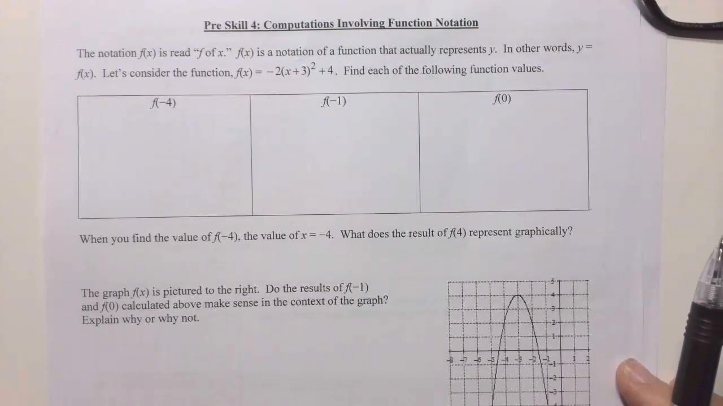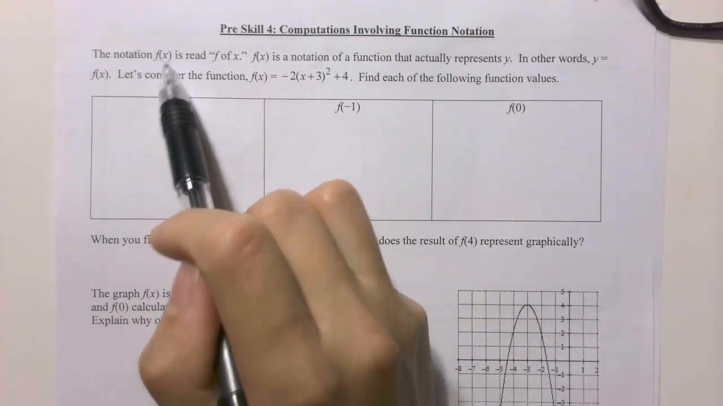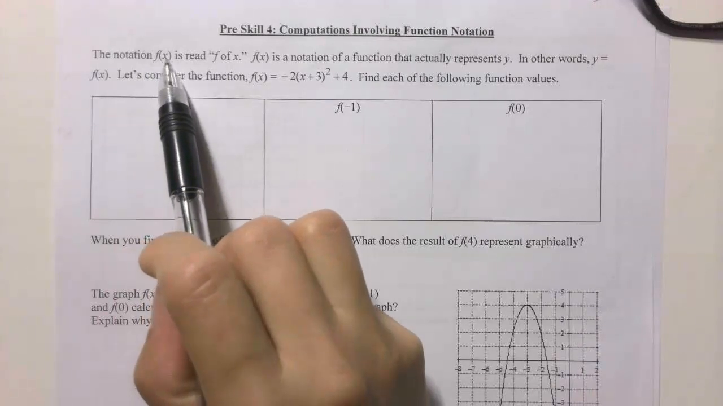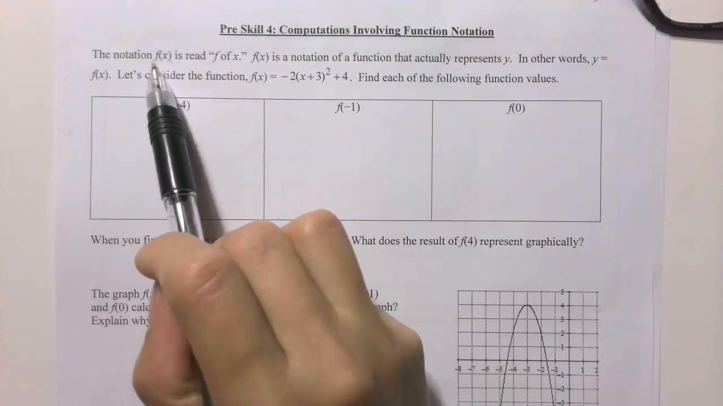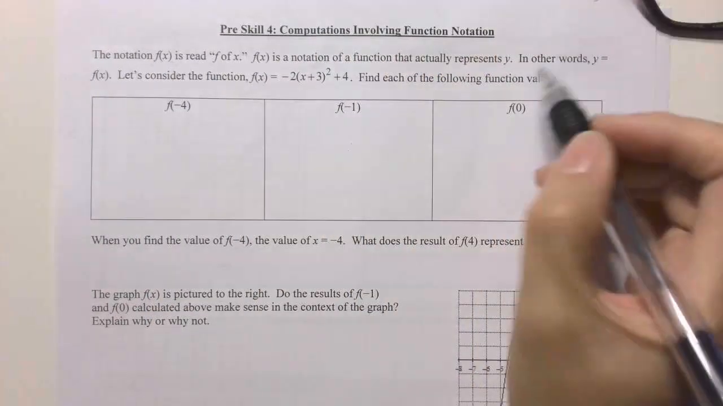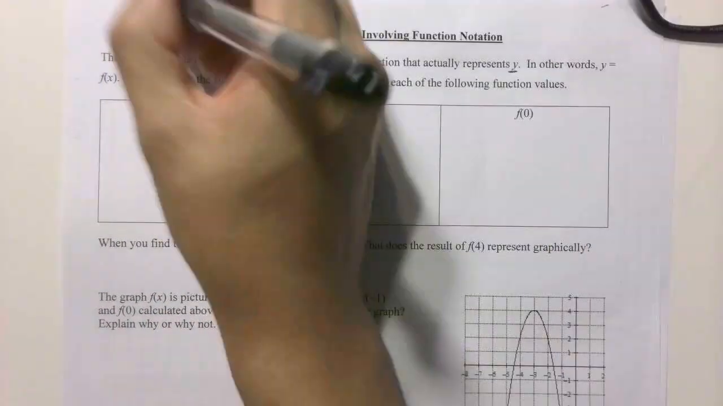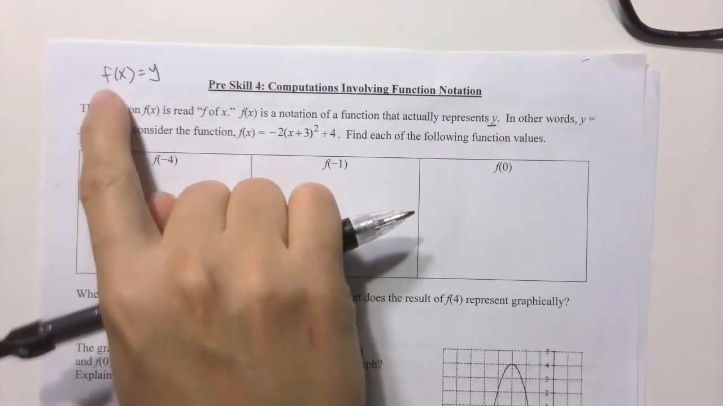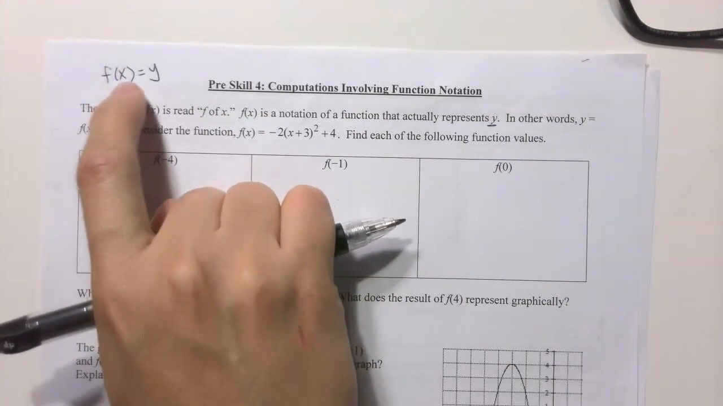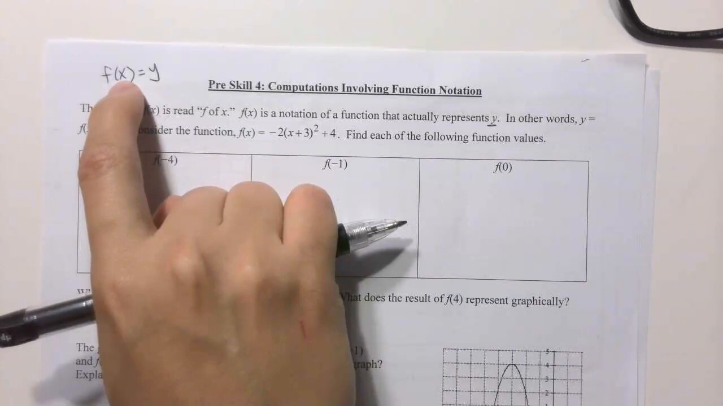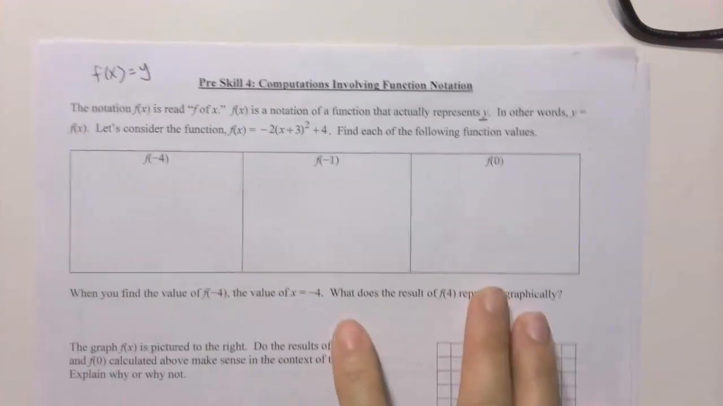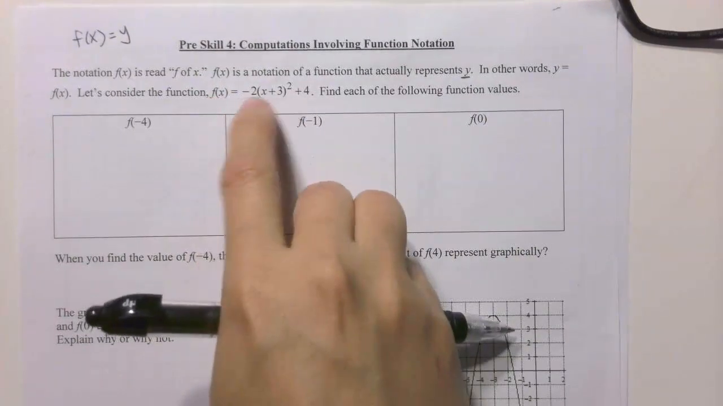Today we're going to do Preskill 4, computations involving function notation. When you see something like this, how do you read it? This is f of x. Do you know that f of x is the same as y? F of x means the function f, when x is the input, and what comes out is the y. Let's look at the function f of x.